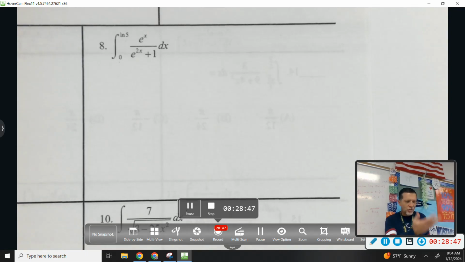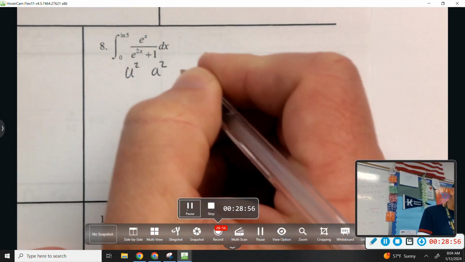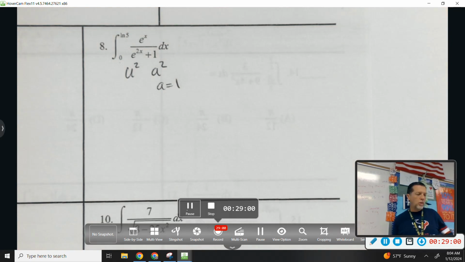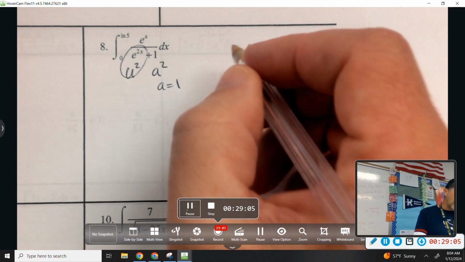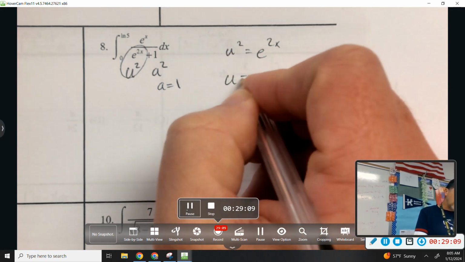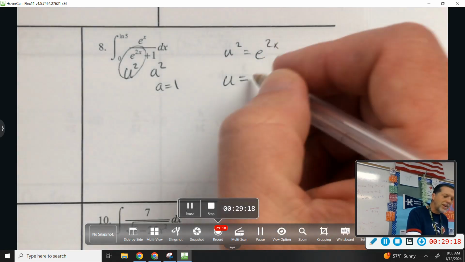I mean, there's no square root involved, so it's not sine or secant. So maybe it's tangent. If it's tangent, then that needs to be u squared and a squared. So a equals 1. That's an easy one. What would u need to be? If I want u squared to be e to the 2x, then what would u need to be? Yeah. If I square e to the x, I would get e to the 2x.